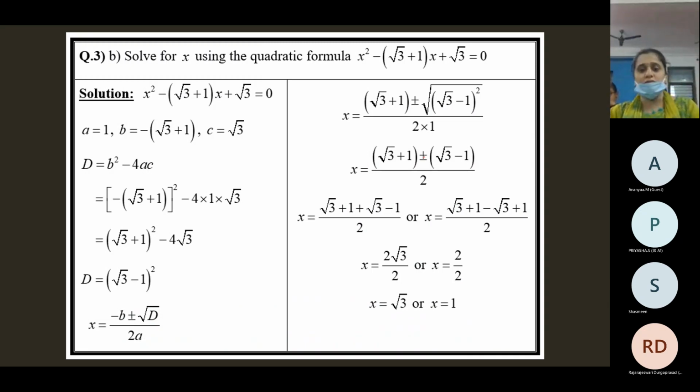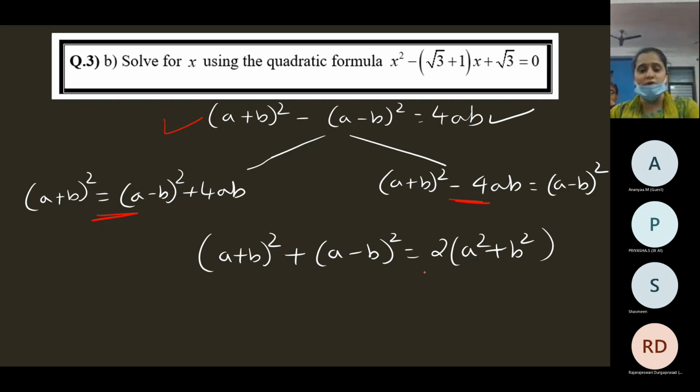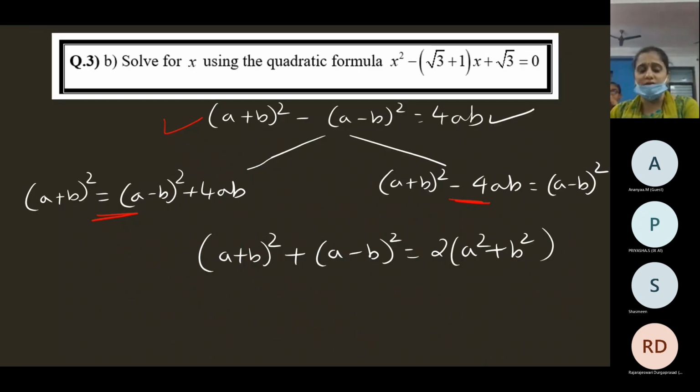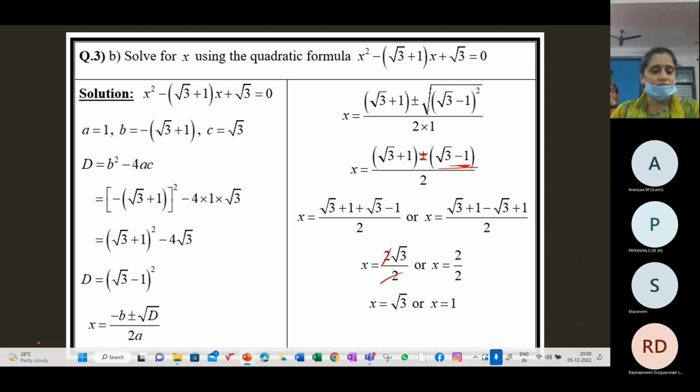Okay, then further it is plus and this one, then minus and this one. 2 and 2 get cancelled. So root 3 or 1. That's what we got here also, no? Oh, I cleared that. Okay, that's what we got when we split the middle term. Do it again.